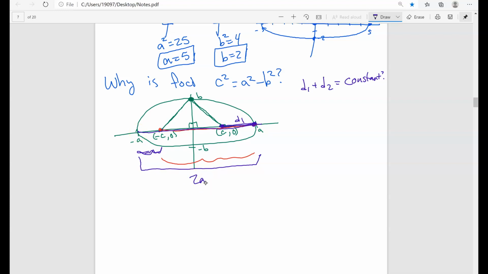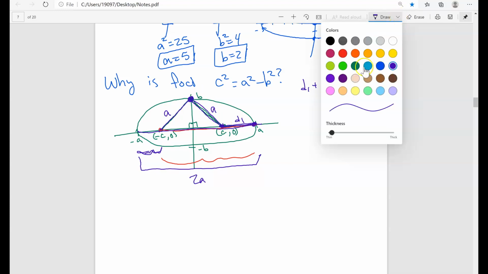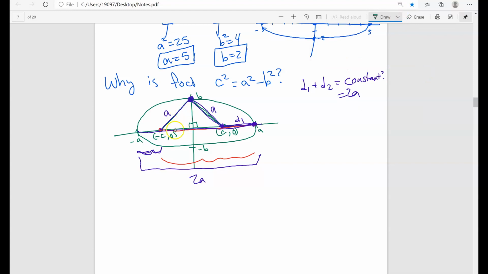So that means that if I wanted to figure out this point, I know what the constant is now. It's 2a. Since this is symmetrical to this, that means this should be a and this should be a, because a plus a should give me 2a. So what that means now is that I can figure this out. If this is a, this guy is c, and this guy from here to here is b, well, I can just use the Pythagorean theorem.